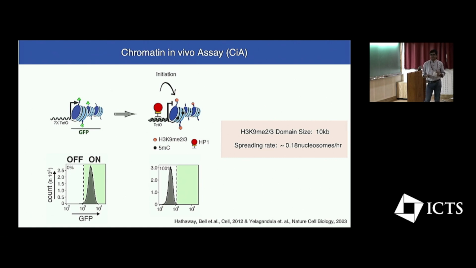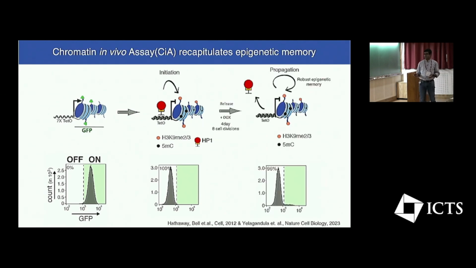Then we asked whether this established heterochromatin domain is stable enough to survive replication stress, or replication dilution. So here, we added doxycycline, and after 4 days, which is approximately 8 cell divisions, we analyzed, and you can see that around 96% of the cells maintain the reporter silencing. Not only the reporter silencing, we also saw the maintenance of H3K9 methylation and also DNA methylation.